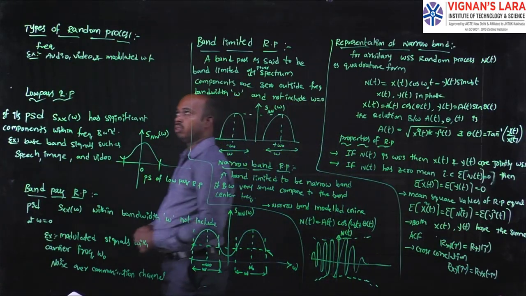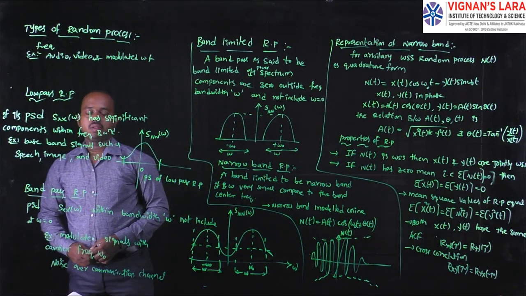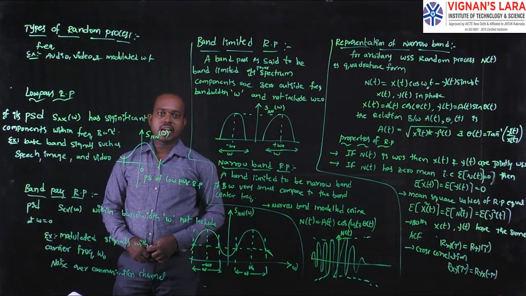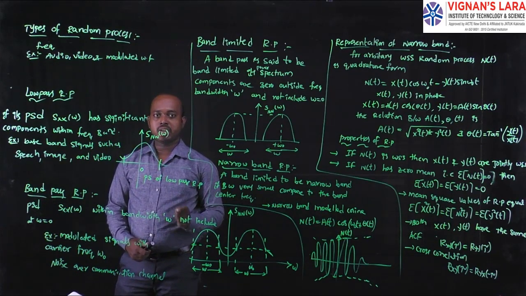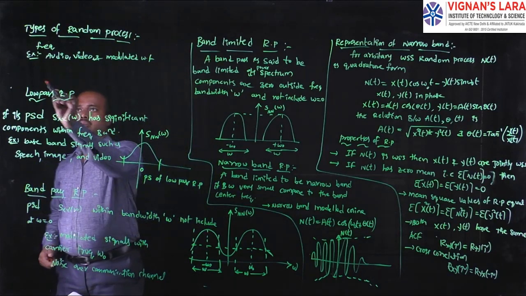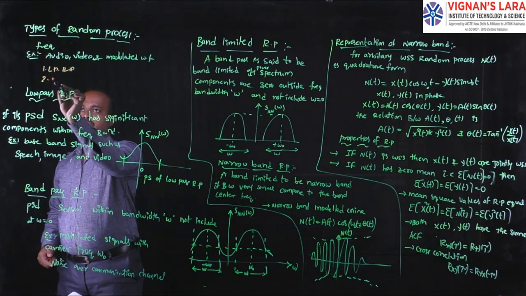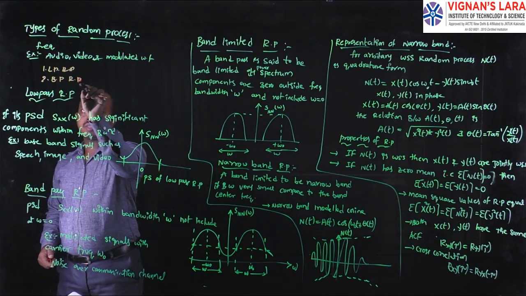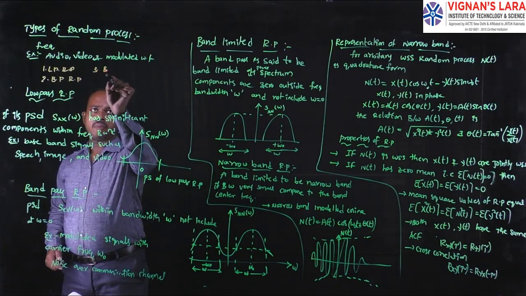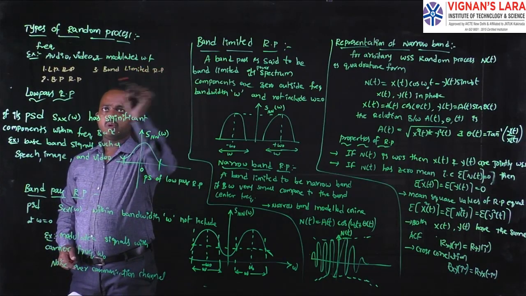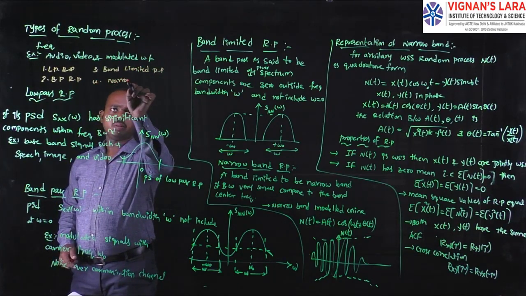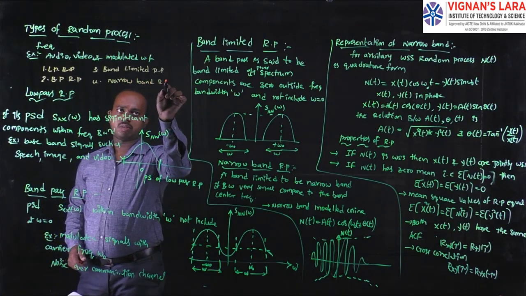Coming to the next topic, the types of random processes. Here the types of random processes are classified based on the property of frequency. Based on the frequency parameter, we can classify random processes mainly into 4 types. The first one is the low pass random process, the second is the band pass random process, the third is the band limited random process, and the fourth is the narrow band random process.